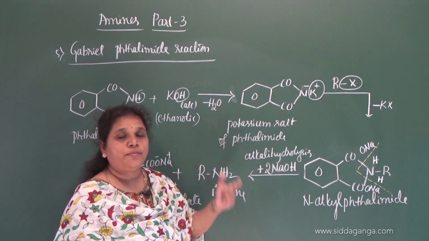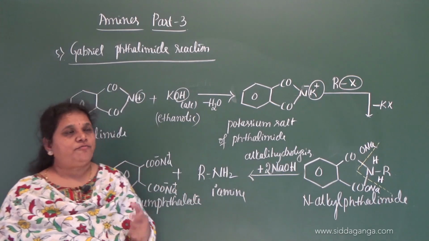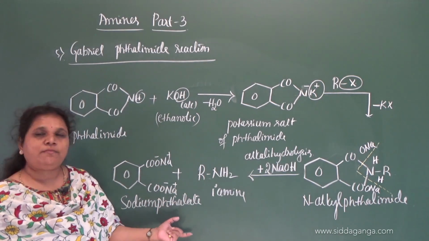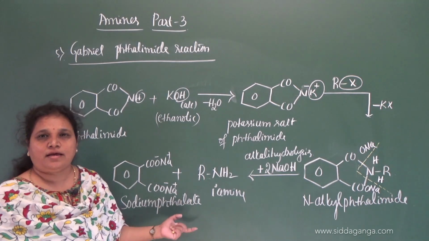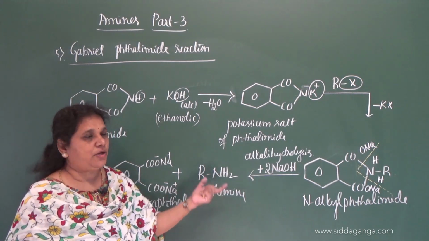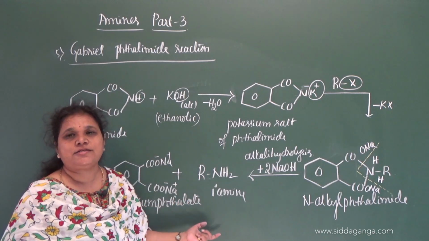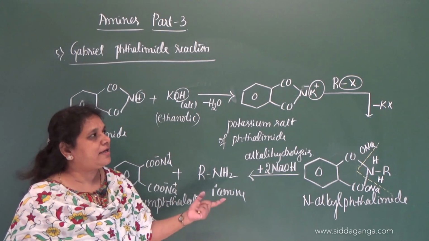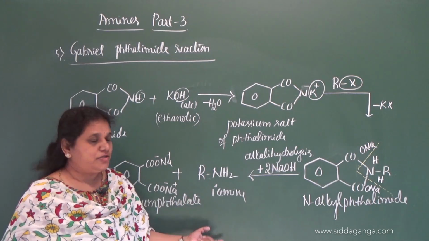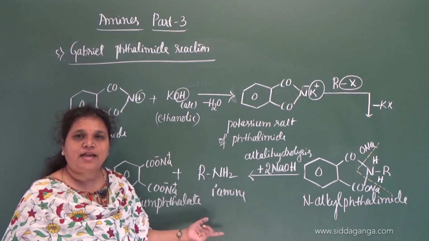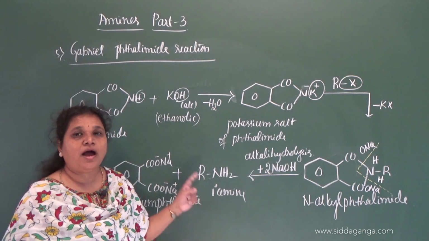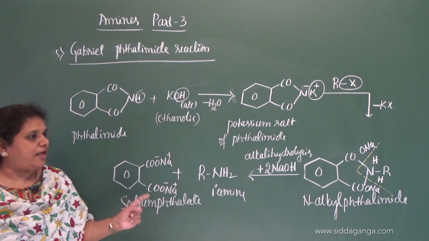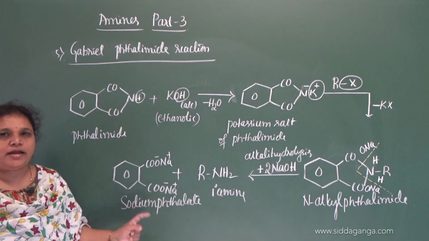So this is about the methods of preparation of aliphatic primary amines. You can prepare benzyl amines by this, because benzyl halides also undergo nucleophilic substitution like alkyl halides. So you can prepare benzyl amines, but you cannot prepare aryl amine. This is the Gabriel phthalimide reaction.